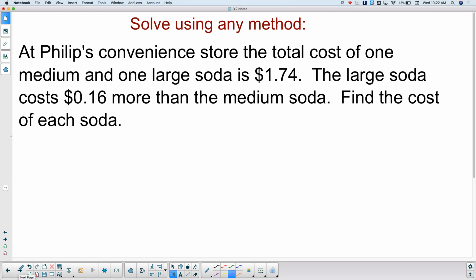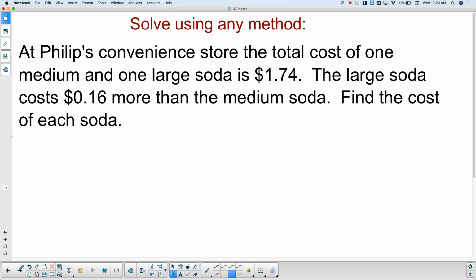Word problems. We need a little work on some word problems. At Phillips Convenience Store, the first thing you've got to do in a word problem is what? Read it. You've got to read it to understand it. Okay? At Phillips Convenience Store, the total cost of one medium and one large soda is $1.74. The large soda costs 16 cents more than the medium soda. Find the cost of each soda. Okay? So we've read it. That's our first step.